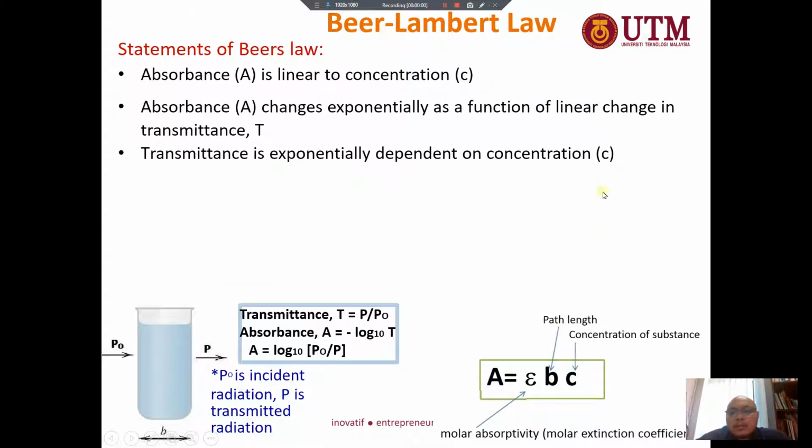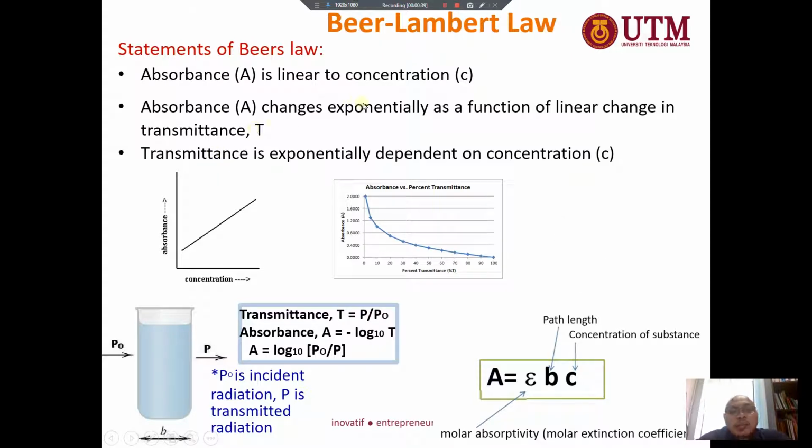Alright. Okay, the next one we will look into Lambert's Law. In Lambert's Law we have 3 statements here. The first thing is that absorbance is linear to concentration. As we know, the higher the concentration of your analyte of interest, or the higher the concentration of the absorber, the more light will be absorbed by the absorber. So it means that the higher the concentration, the higher the absorbance.